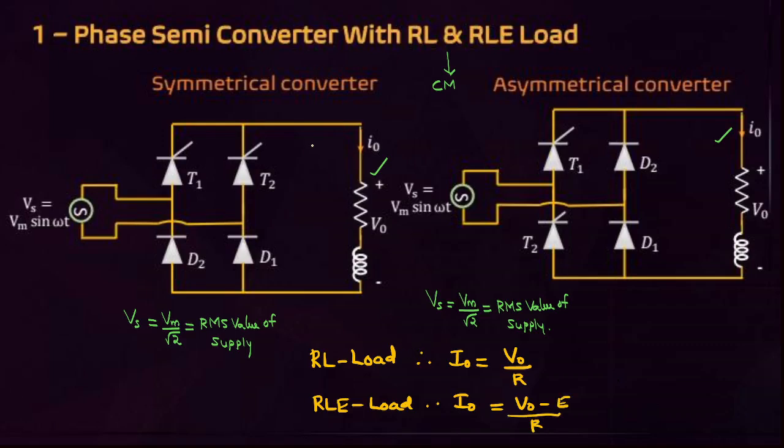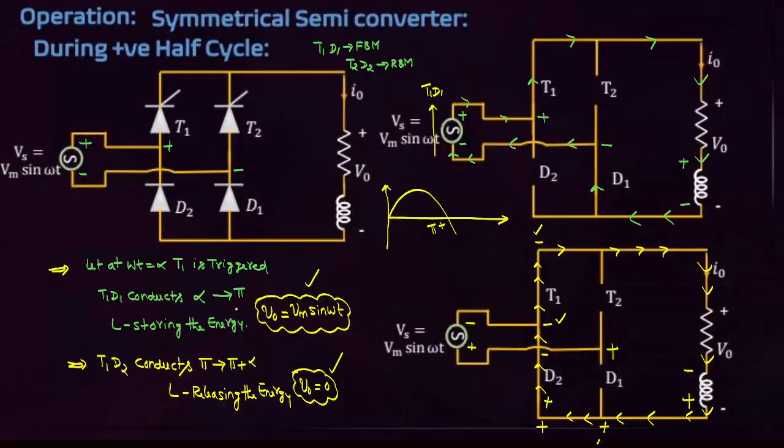Except this difference, the remaining waveforms and analysis are the same for both symmetrical and asymmetrical semi converter, RL load and RLE load. I am telling that for RL load and RLE load, there is no difference in the formulas. Only difference is the I naught formula. But with respect to inductive loads, there is some conduction angle difference in symmetrical and asymmetrical. What is that angle difference, you will see.